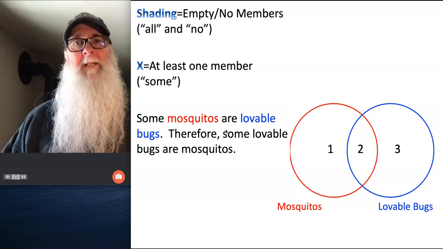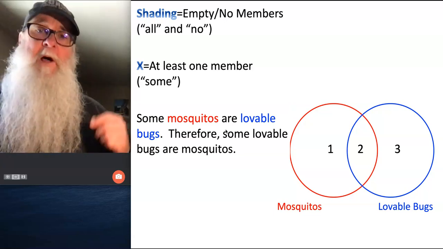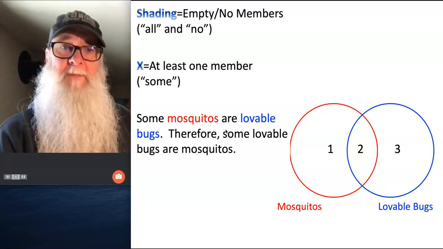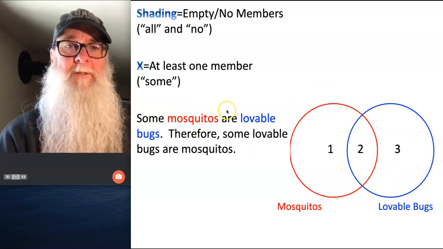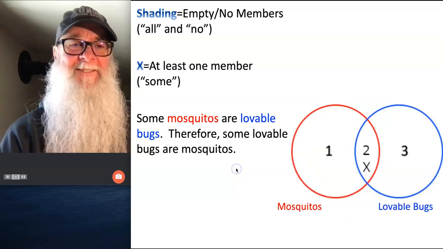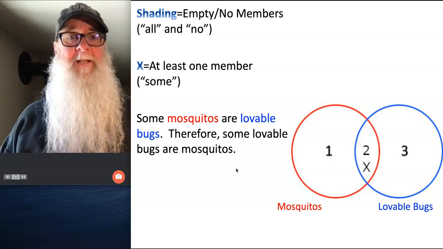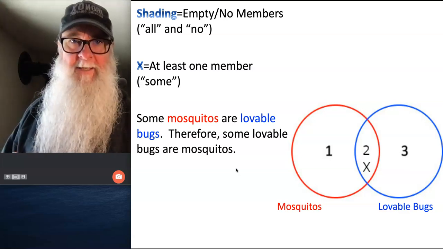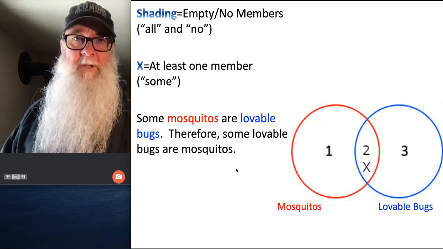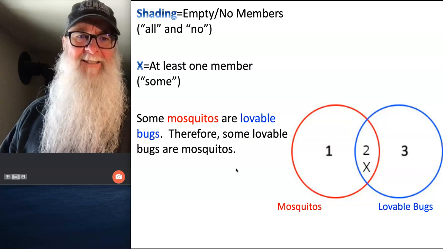All right, so let's take a look at how we do that. So remember, we shade to show all or no statements, and we mark an X to show some statements. Our premise statement is a some statement. So we're going to mark an X somewhere. Where do we mark the X to show that some mosquitoes are lovable bugs? Did you say area 2? Rockstar. Okay, now we put our pens down. We've marked our Venn diagram to show the premise statement. And the question for us is, does this Venn diagram for the premise statement also illustrate the conclusion? And the answer is yeah, it does.